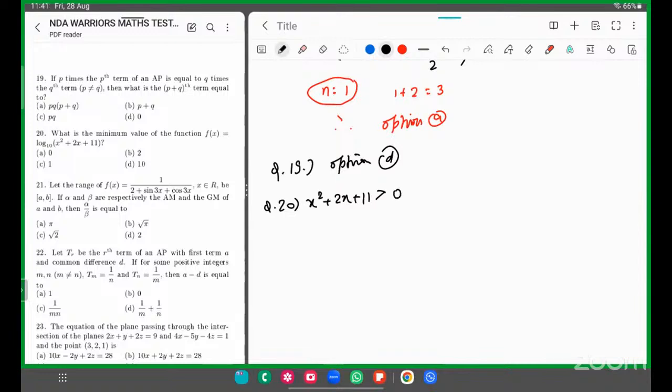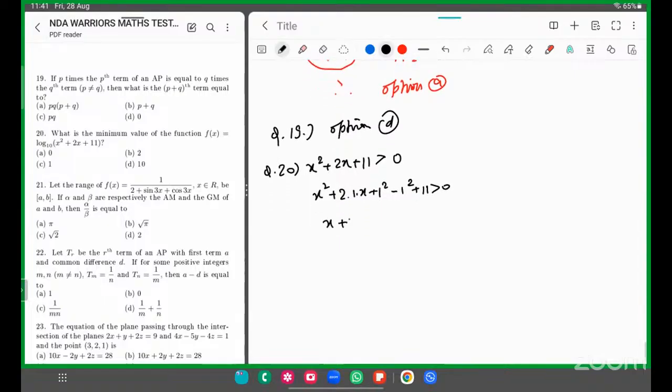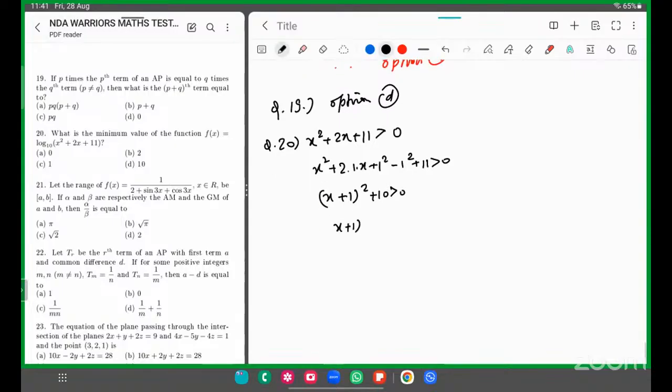0. So I can write it by making a perfect square: x square plus 2 into 1 into x plus 1 square minus 1 square plus 11 greater than 0. It can be written as (x plus 1) whole square plus 10 greater than 0. So the whole square's minimum value is 0. Here a square value always gives us a minimum value of 0. 0 plus 10, minimum value. I think I am getting 10.